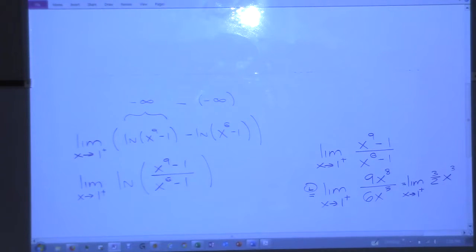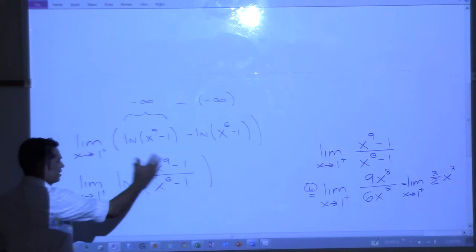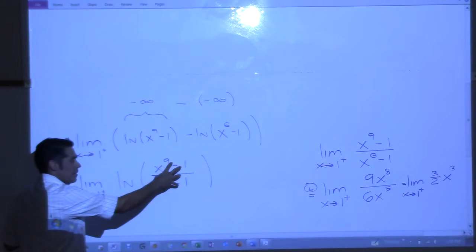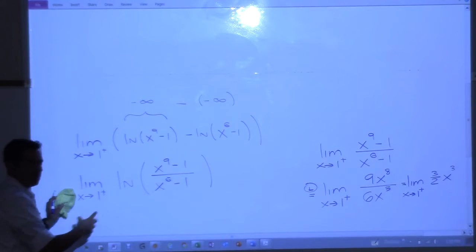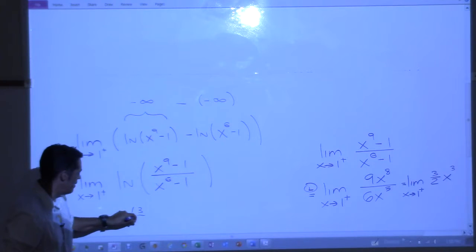And now let x go to 1. And what do you get? 3 halves, right? 3 halves. So what I can tell you right now is that when I take the limit as x approaches 1 of this expression, this inside is headed to 3 halves. And then I'm taking natural log of it. So my answer is natural log of 3/2.